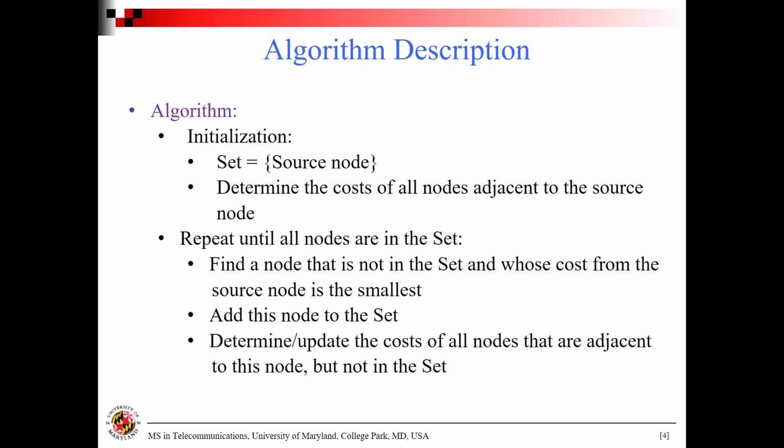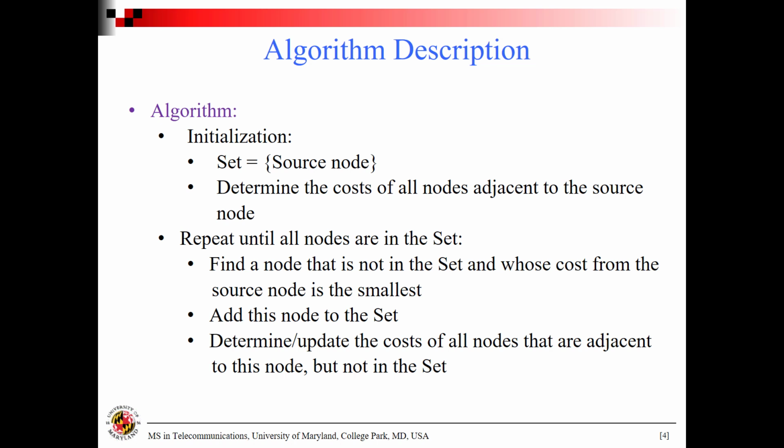So here's the outline of the algorithm in some sort of informal pseudocode. The basic idea is that we start from the source node, and one by one we will include every node in a data structure that we will call a set, or the set. And that set represents a set of discovered or processed nodes.